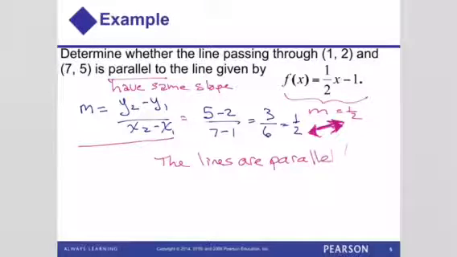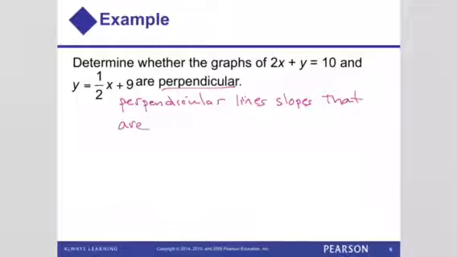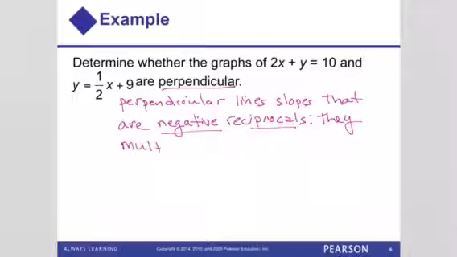Okay, now we're going to do another example that uses perpendicular lines. Okay, so next slide we're going to determine whether the graphs of 2x plus y equals 10 and y equals 1/2 x plus 9 are perpendicular. So the thing we have to remember here is that perpendicular lines have slopes that are the negative reciprocals, which means that they multiply to -1.